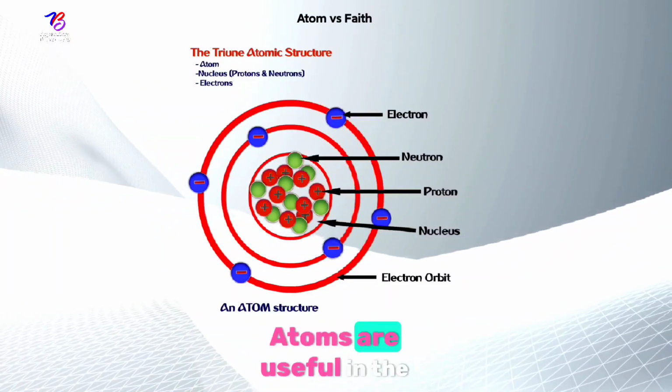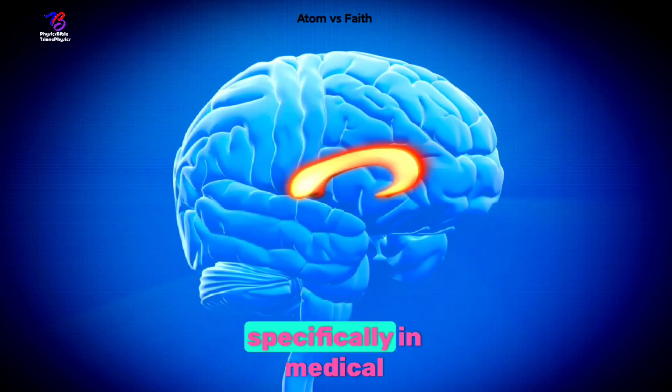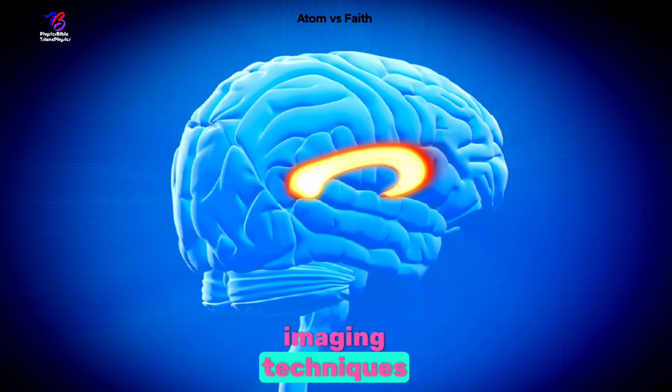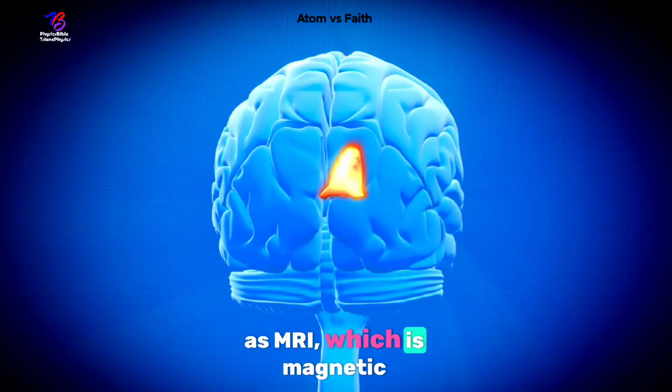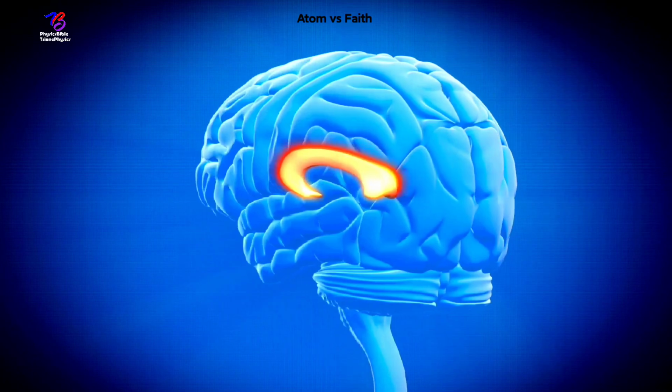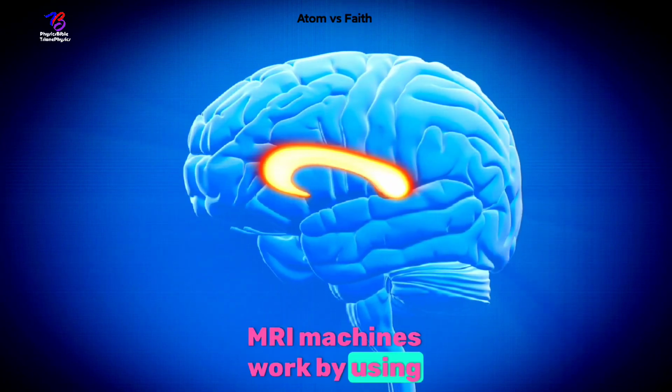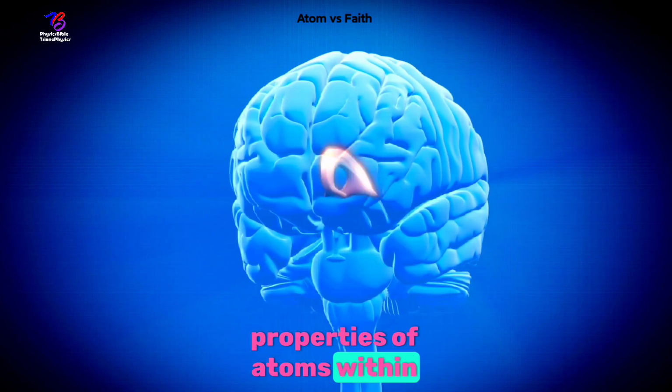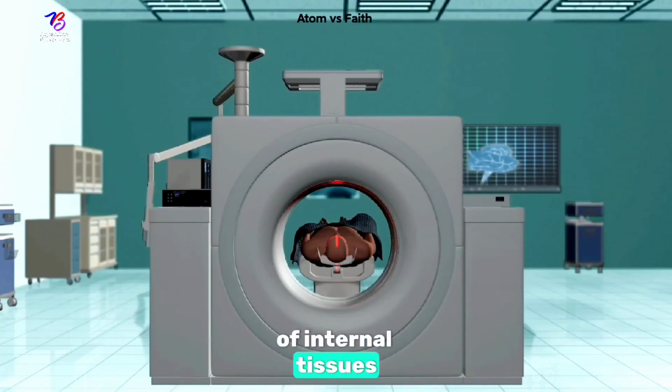Number one, atoms are useful in the field of medicine, specifically in medical imaging techniques such as MRI, which is magnetic resonance imaging. MRI machines work by using the magnetic properties of atoms within the body to create detailed images of internal tissues and organs.